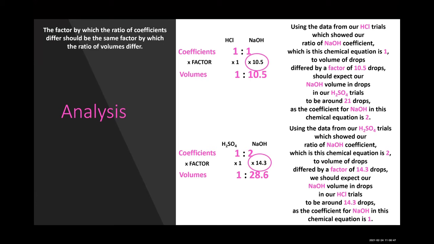Likewise, if we use the data from our sulfuric acid trials, which showed our ratio of sodium hydroxide coefficient, which in this chemical equation is 2, to the volume of drops differed by a factor of 14.3 drops, then we should expect our sodium hydroxide volume in drops in our hydrochloric acid trials to be around 14.3 drops, as the coefficient for sodium hydroxide in this chemical equation is 1. So again, if we say that our factor by which the ratio differs is actually 14.3, which is the data we got from our sulfuric acid trial, then we could apply that data to our hydrochloric acid trial, and we should expect that number to be 14.3, not 10.5.